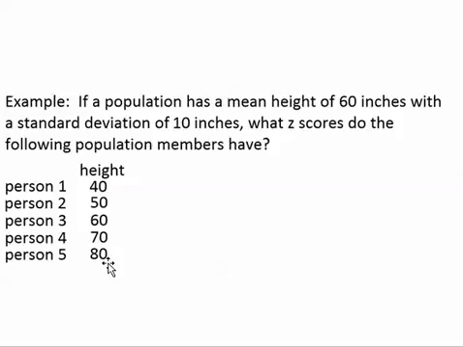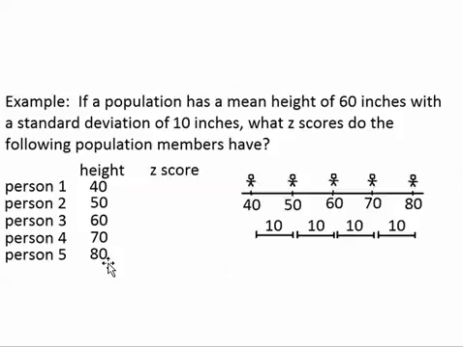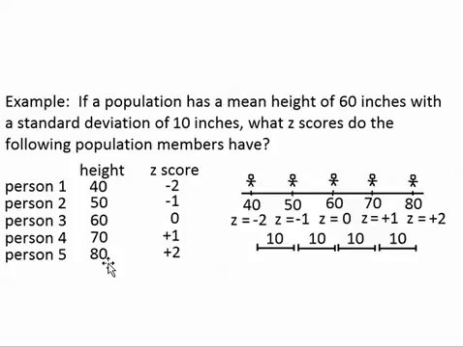Once again, let's make a diagram to make this a little bit more clear, and so you can have a visual of what's happening. So we can see that if you start at the mean of 60 and you go up by 1 standard deviation of 10, you get to this person who's at +1. If you start at 60 and go down by 1 standard deviation of 10, you get to this person who's at -1. If you go up by 10 twice, you get to this person who's at +2. And if you go down by 10 twice, you get to this person who's at -2.